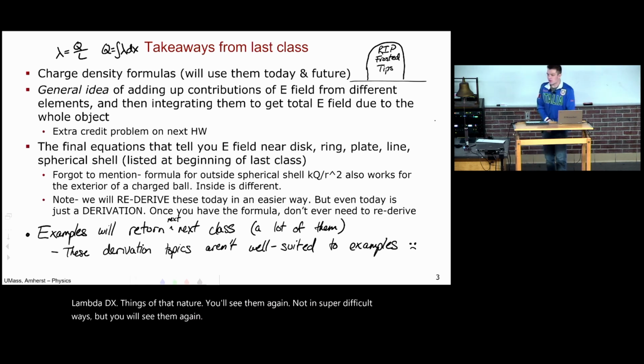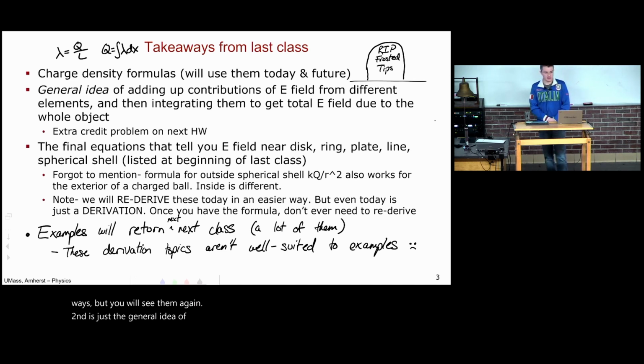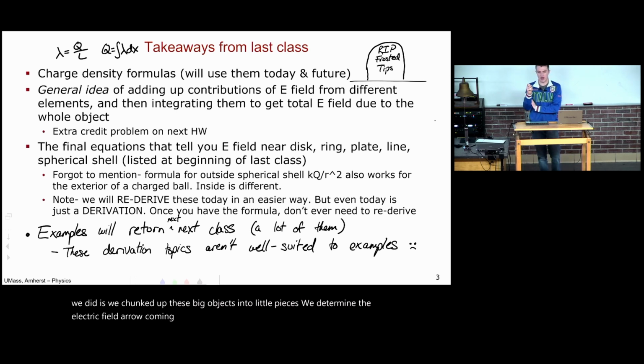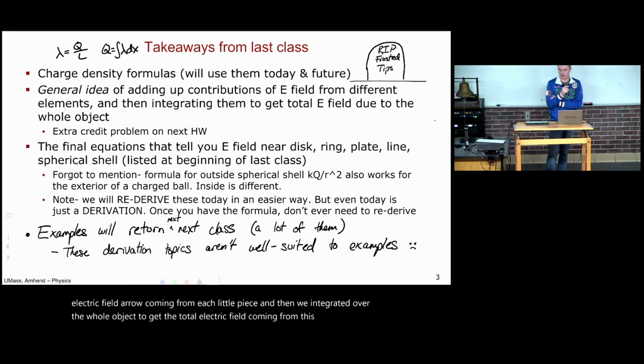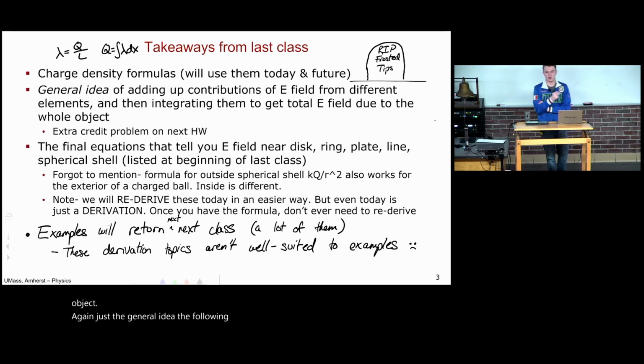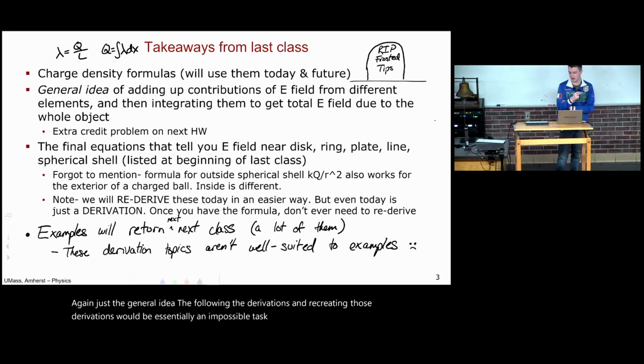Second is just the general idea of what we did last class. If you remember, we chunked up these big objects into little pieces. We determined the electric field arrow coming from each little piece, and then we integrated over the whole object to get the total electric field coming from this irregular looking object. Again, just the general idea. Following the derivations and recreating those derivations would be essentially an impossible task, so don't worry about that. However, the general idea is important of integrating little elements.